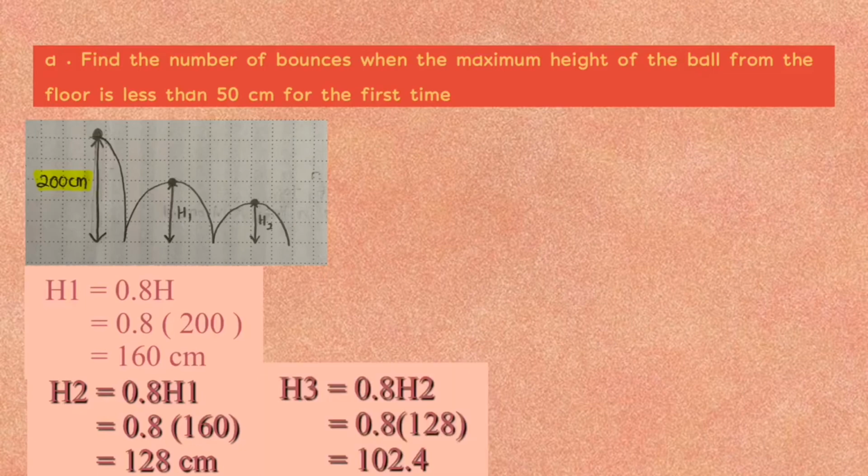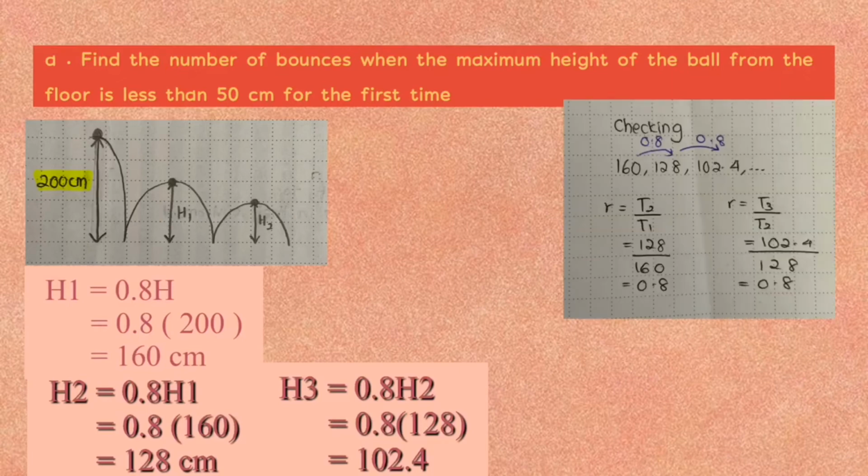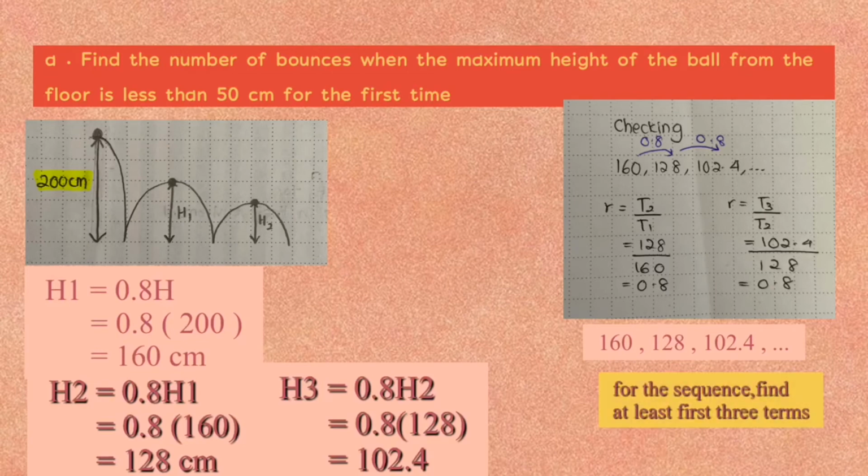To find the third bounce, we can see the sequence: the first bounce is 0.8 times the height, and the second bounce is 0.8 times height 1. So to find the third bounce, 0.8 times height 2. So 0.8 times 128 equals 102.4. Next, to identify whether this is an arithmetic progression or a geometric progression, we find the common ratio. If there is a common ratio between the numbers, then this is a geometric progression.